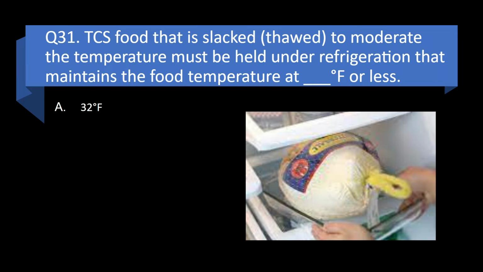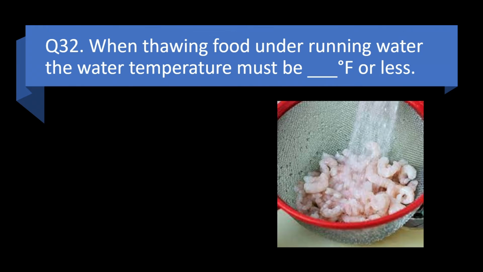32 degrees Fahrenheit, 41 degrees Fahrenheit, 0 degrees Fahrenheit, or 65 degrees Fahrenheit. B. 41 degrees Fahrenheit. Question 32. When thawing food under running water, the water temperature must be blank degrees Fahrenheit or less. 32, 41, 65, or 70.